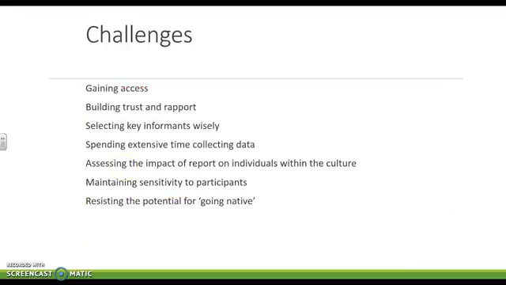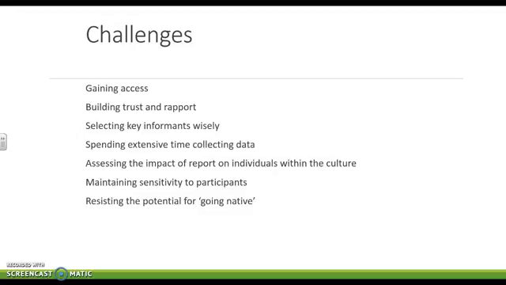Challenges here, there's a lot of them. First of all, if you're going to experience a culture, you're not doing this in 6 months. These are typically 2 to 5 year studies where you are a part of their culture. So gaining access can be really hard.